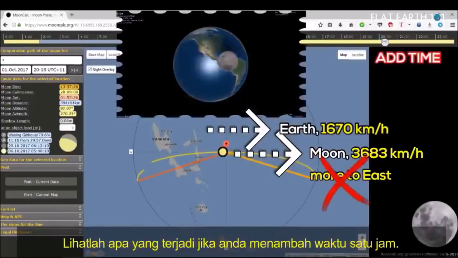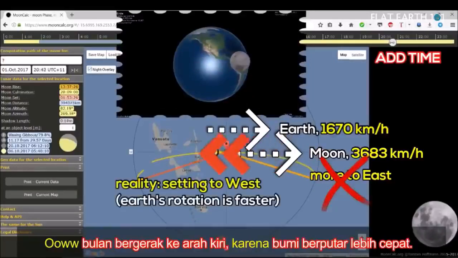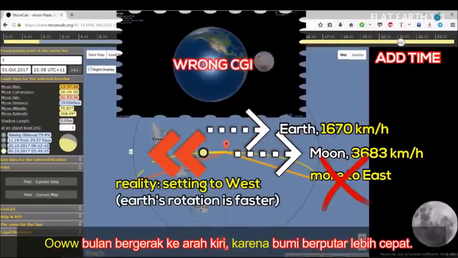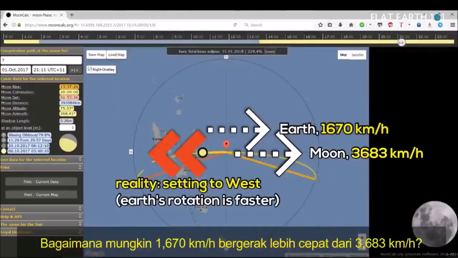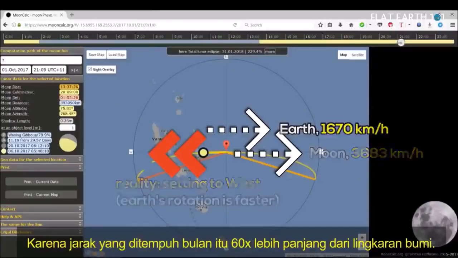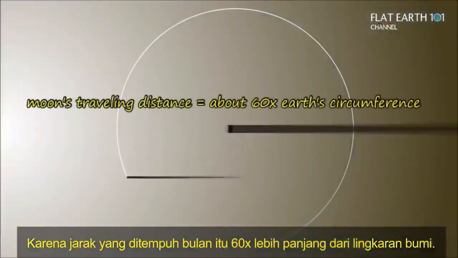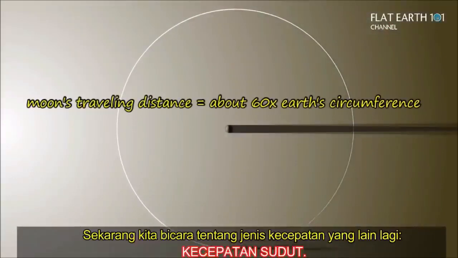See what happens if you add time for 1 hour. Ooh, the moon is going to your left, because the Earth is rotating faster. How come 1,670 kilometers per hour travels faster than 3,683 kilometers per hour? It's because the distance traveled by the moon is 60 times longer than Earth's circumference. Now we're talking about the other kind of speed, the angular speed.